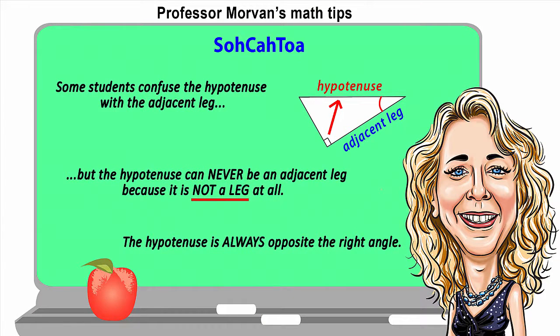When using SohCahToa, some students confuse the hypotenuse with the adjacent leg. While the hypotenuse is a side of the angle and does help form the angle, the hypotenuse can never be an adjacent leg because it's not a leg at all. Remember the parts of a right triangle. The legs are the two sides that form the right angle. The hypotenuse is always opposite of the right angle. So the hypotenuse can never be an adjacent leg because it's not a leg at all.